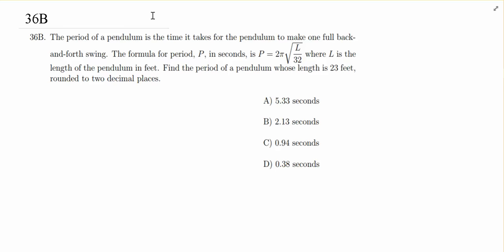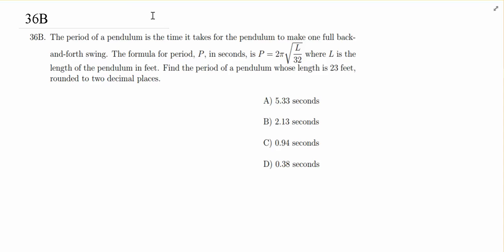So as we read through this one, the period of a pendulum is the time it takes for the pendulum to make one full back and forth swing. The formula for period P in seconds is given, where L is the length of the pendulum in feet. Find the period of a pendulum whose length is 23 feet, rounded to 2 decimal places. So let's picture 23 feet.